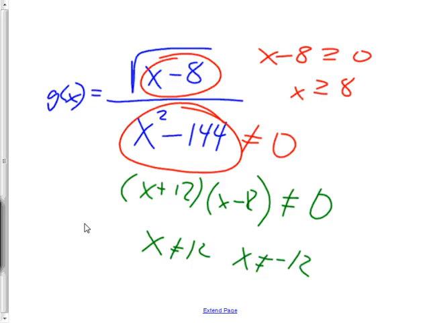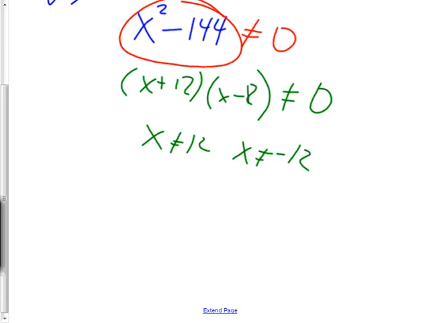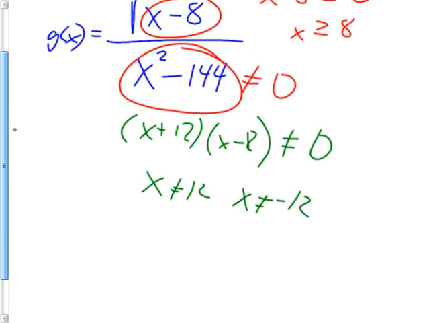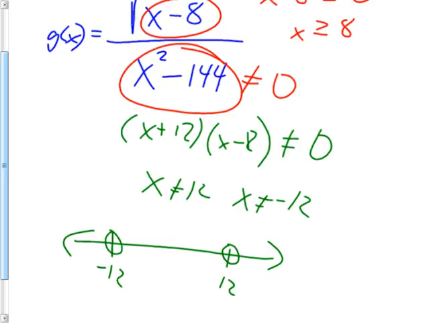And now I put it all on a number line. That's my best advice on these: try to take the red writing there and the green writing here and put it all together on one number line. Here's negative 12, can't be that. Here's 12, can't be that. Here's 8, can be that.